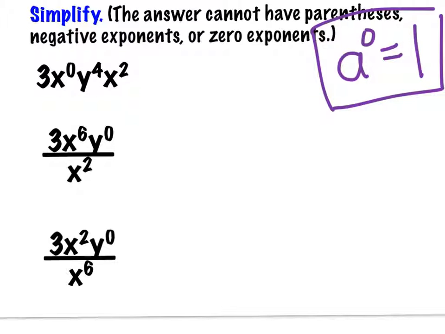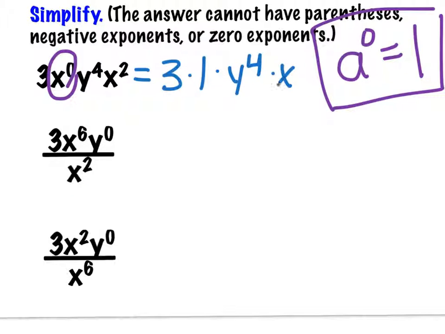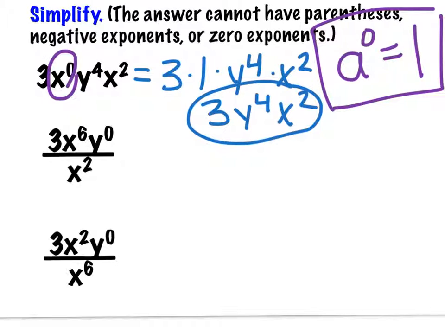So if we look at the first one, we do see an x to the 0 here. And we know that x to the 0 is the same thing as 1. So really we could rewrite this expression as 3 times 1 times y to the fourth times x to the second power. And 3 times 1 is just 3. And the y to the fourth and the x to the second can't be simplified or combined together. So you can see what really happens is that the x to the 0 just kind of gets dropped from the original expression when we write the simplified result.